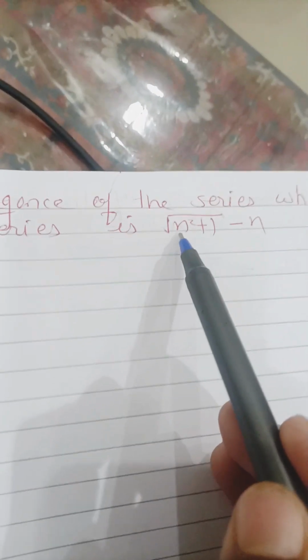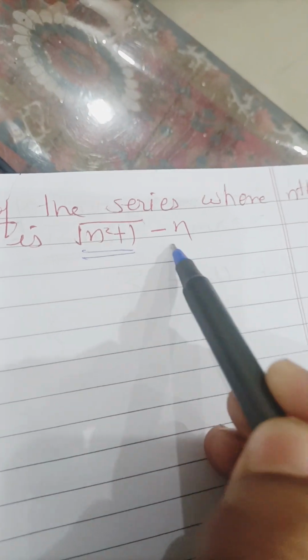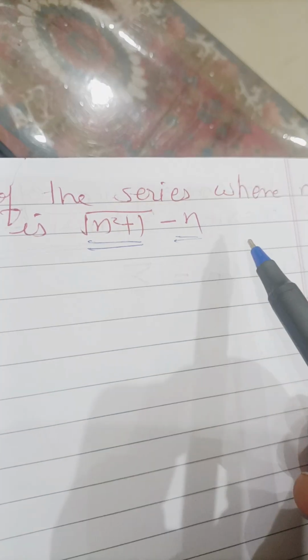Test the convergence of the series where the nth term of the series is root n square plus 1 minus n. Now, if we see, this is not in a standard form. So, first we will convert this into a standard form. So, let us denote this as un.